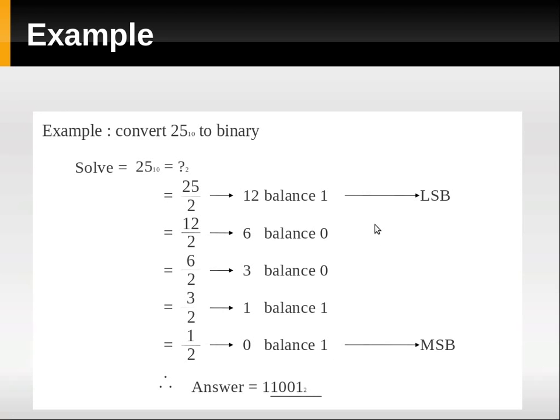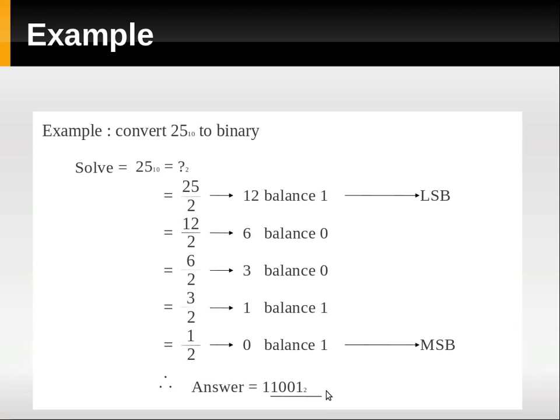So my value would be from LSB to the MSB. I have to write from LSB to the MSB, so it would be written as 1 0 0 1 1, or from MSB to LSB, that is 1 1 0 0 1. So this is the exact representation of 25 in binary. Okay, so this is how we are going to convert a given decimal value into binary form.